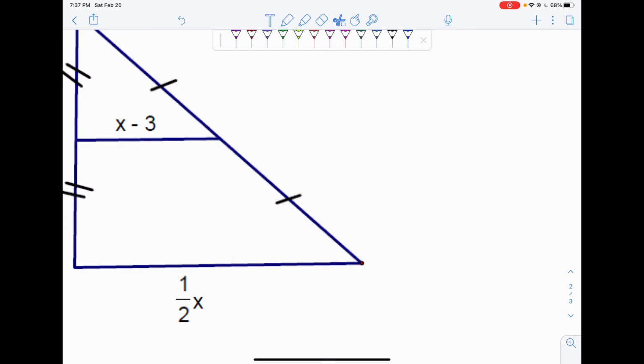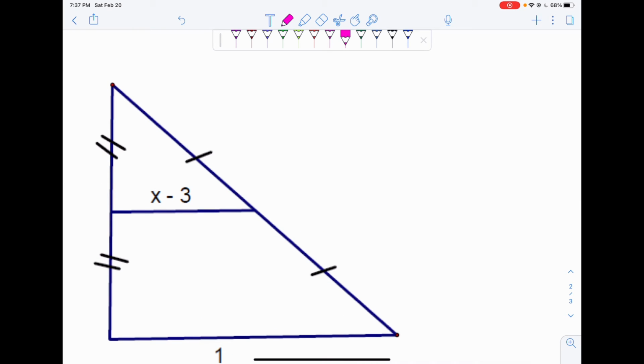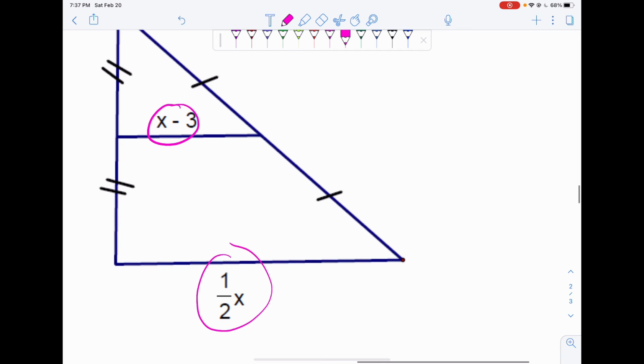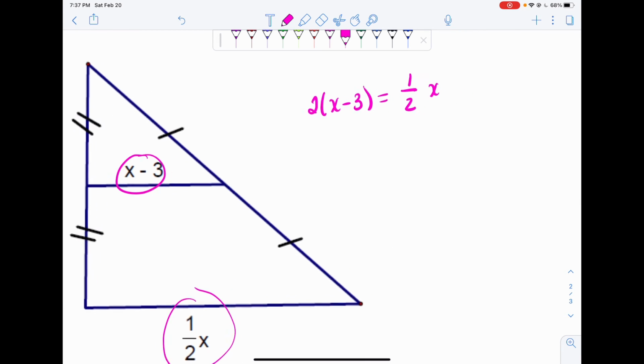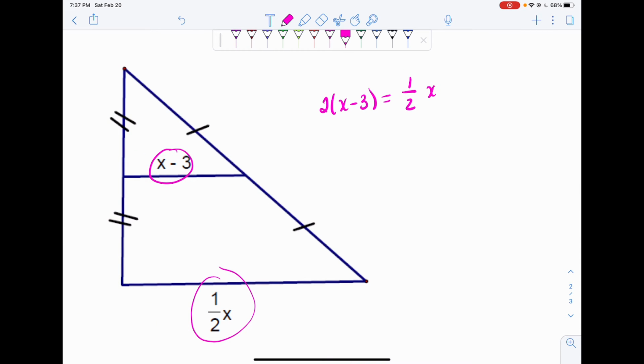But we can do it. I just double my midline. So I double my x minus 3 and set it equal to my base. So I'm going to do 2 times x minus 3 equals 1/2 x. Here's what we're going to do. We are going to distribute our 2 and get 2x minus 6 equals 1/2 x. We're going to subtract 1/2 x from both sides of our equation.